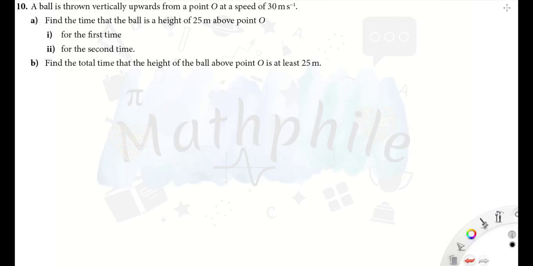The ball is thrown vertically upwards from the point O at a speed of 30 meters per second. Find the time the ball is at a height of 24 meters above point O for the first time and for the second time. Oh, this is nice.